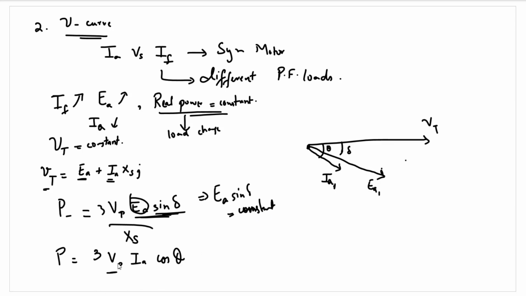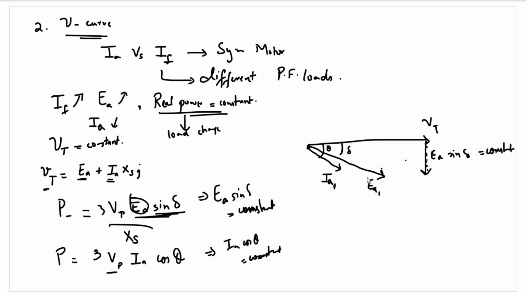And from this equation, since Vp is constant and P is constant, Ia cos theta has to remain constant. So what's happening here is that as we change the field current, Ea will increase. An increased Ea has to take place in such a fashion that Ea sine delta remains constant. Now what is Ea sine delta? This vector is Ea sine delta. So this vector has to remain constant for power to be constant.